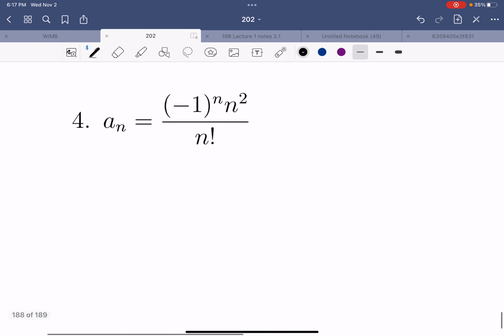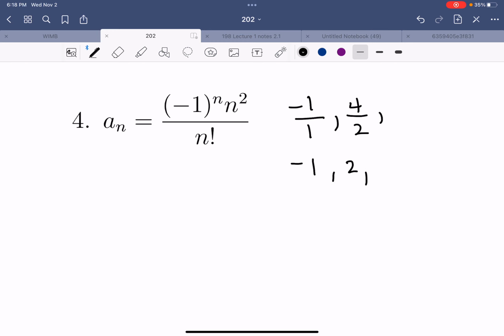Oh, and there's one more. In this one, we're going to look at the same thing. So first couple terms. Now this one's alternating. So this is (-1)^1 over 1, -1/1. So we start out at -1. And then we're going to get a positive value. So you get n squared, which would be positive, 4/2. So that's going to be 2.